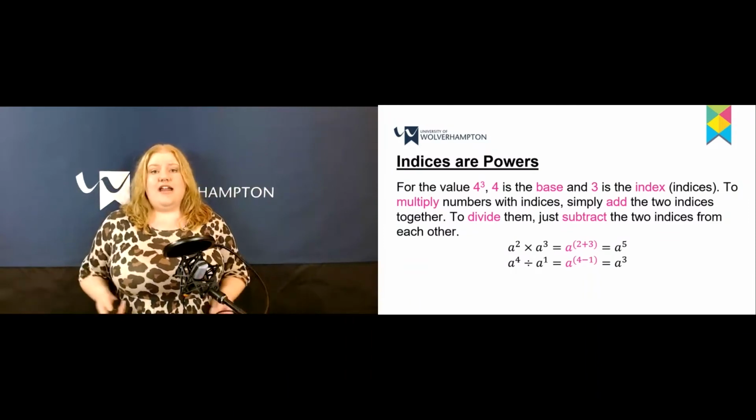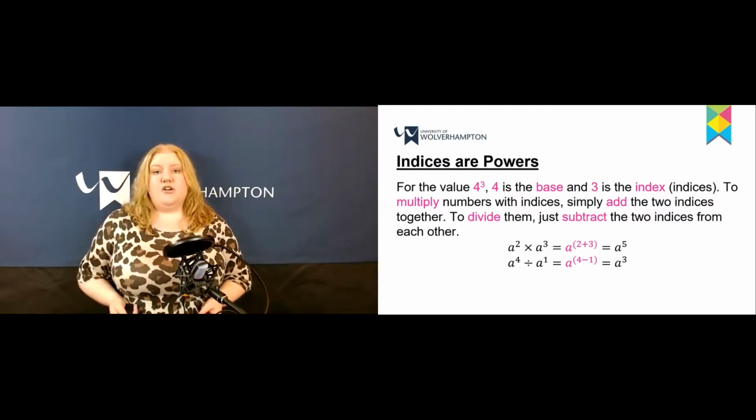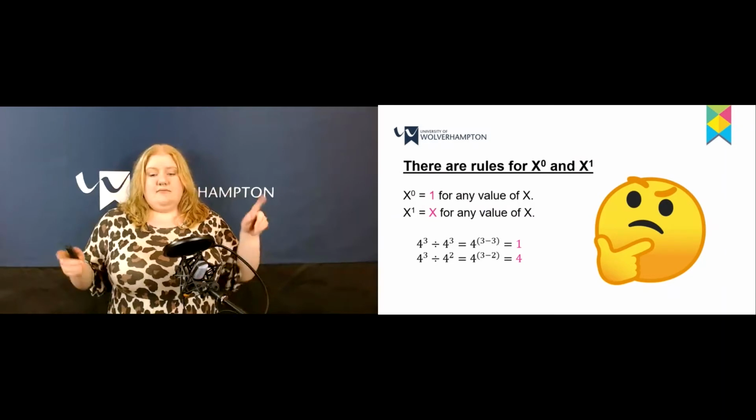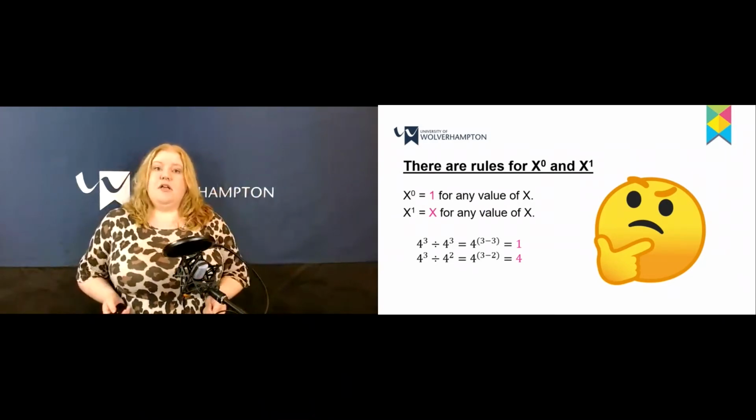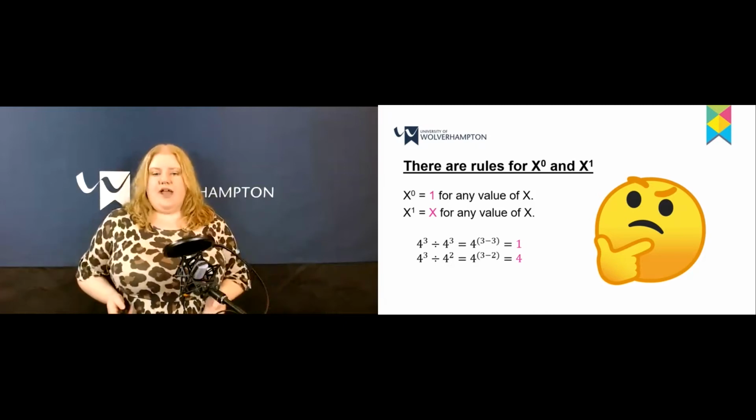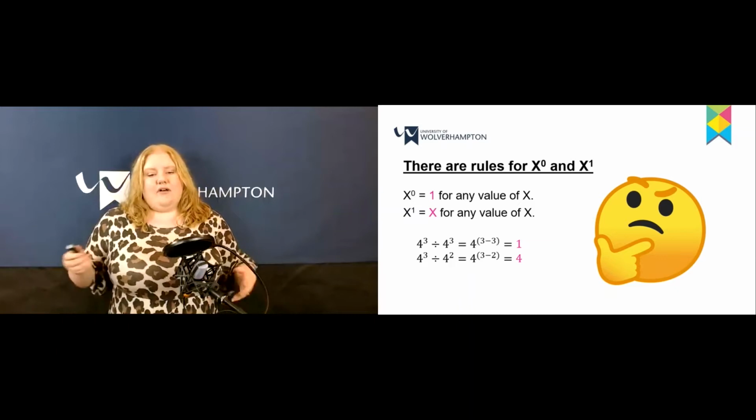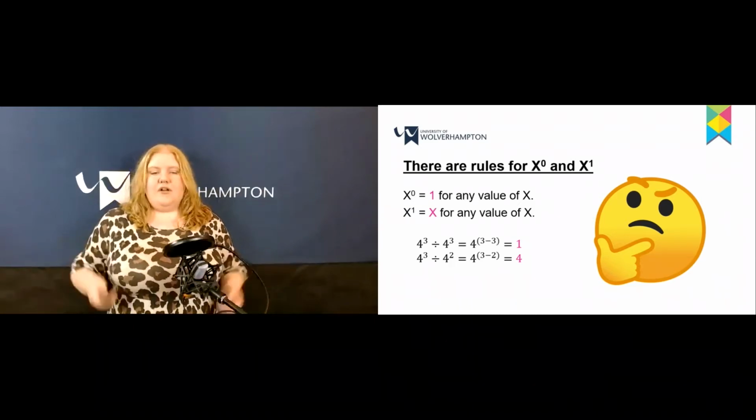If you want to take a look at any examples in this presentation, just give it a pause and you can have a look. There are rules for x^0 and x^1. So x to the power of 0 always equals 1 for any value of x, and x to the power of 1 is x for any value of x. So have a look at the example underneath.